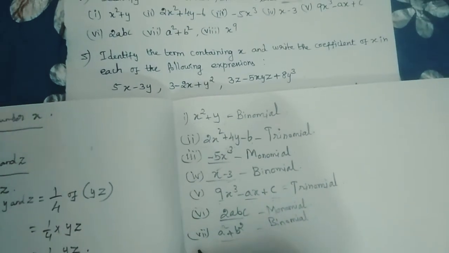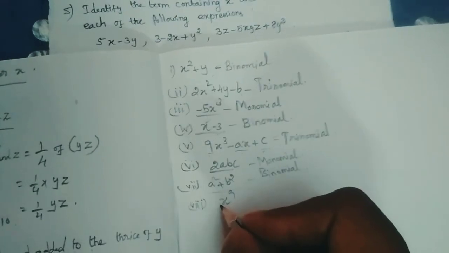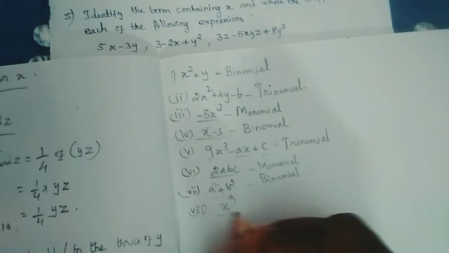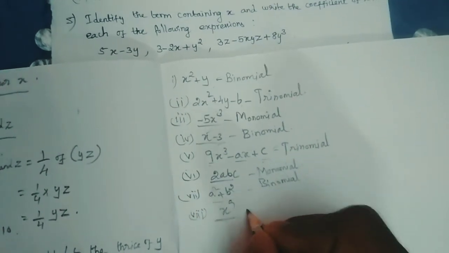Next, 8th question, x power 9. So here only one term. So this expression is called the monomial.